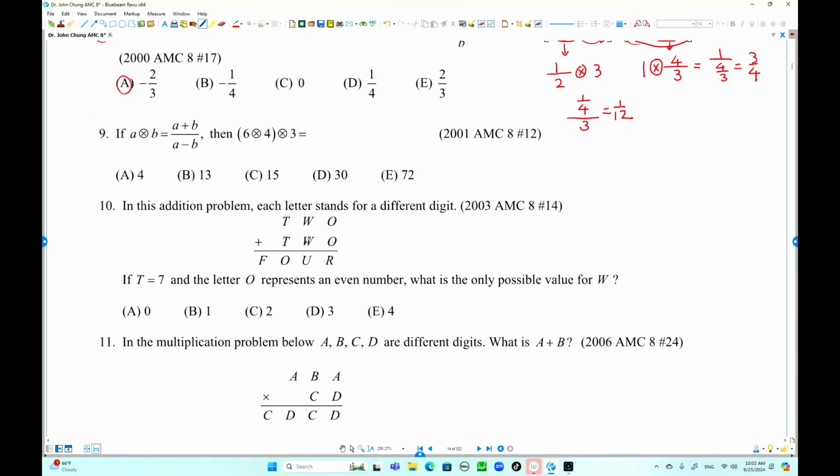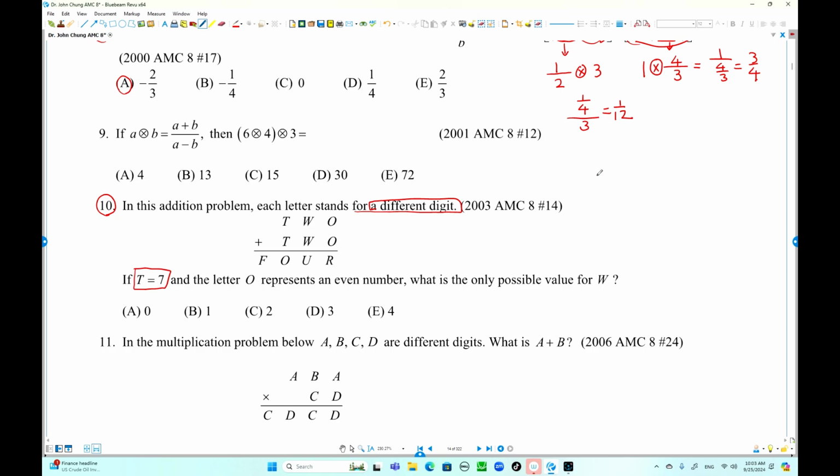Another one over here is a kind of symbol operation, but we need a little bit of logical reasoning. We're going to try number 10 here. So we have a three-digit number, TWO, TWO. The first constraint: all letters stand for different digits. The same digit is not allowed to be used. The second one is another constraint: T is 7. That is already one constraint solved.